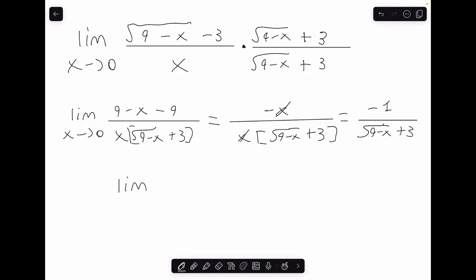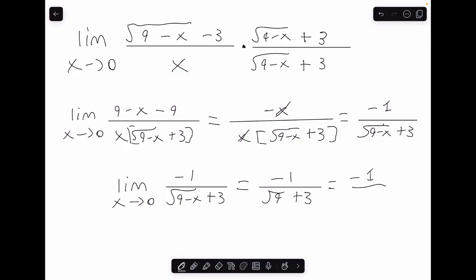So the limit of -1 divided by the square root of 9 minus x plus 3 as x approaches 0 computes as -1 divided by the square root of 9 minus 0, so square root of 9 plus 3. This is equal to -1. Square root of 9 is 3. So we have 3 plus 3 in the denominator, which is 6. So the limit as x approaches 0 is just negative 1 over 6.